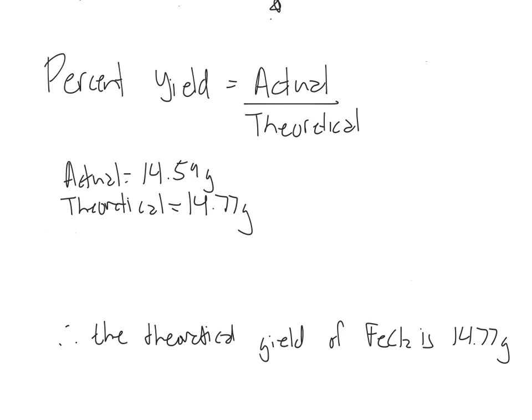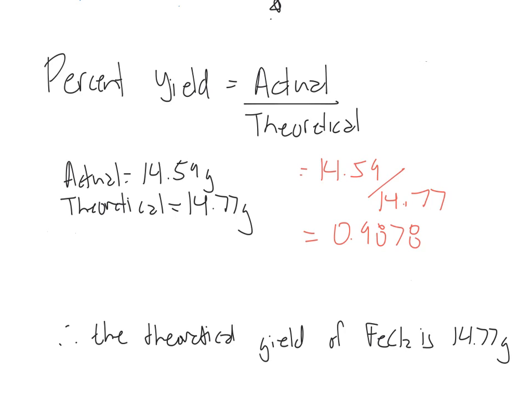So to plug this in, I'm going to take my actual yield divided by my theoretical yield. So I've got 14.59 divided by 14.77. That is going to give me 0.9878.